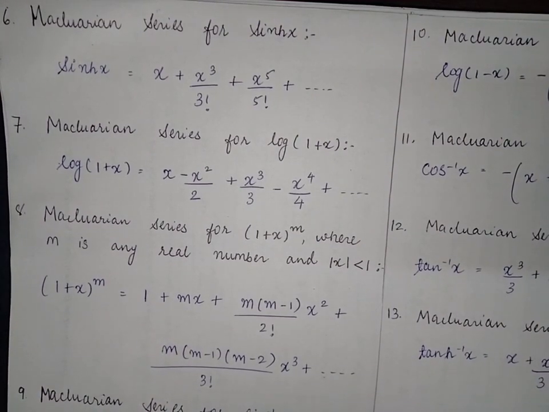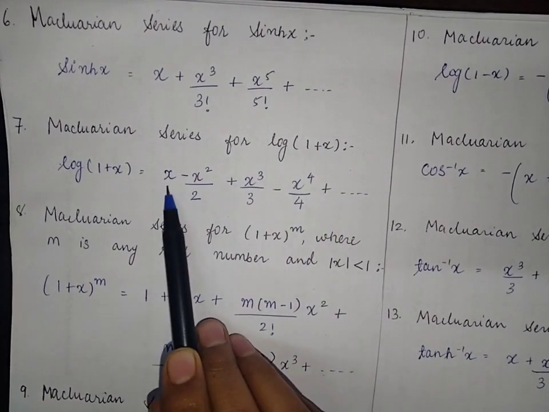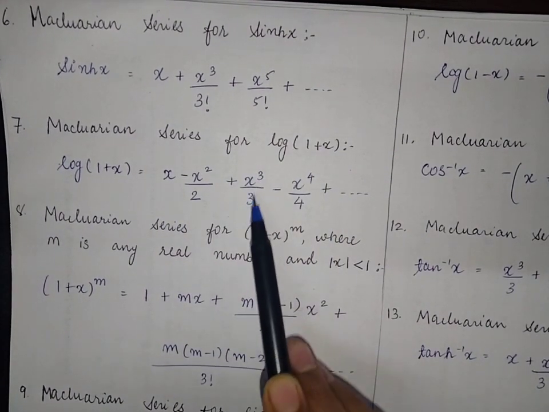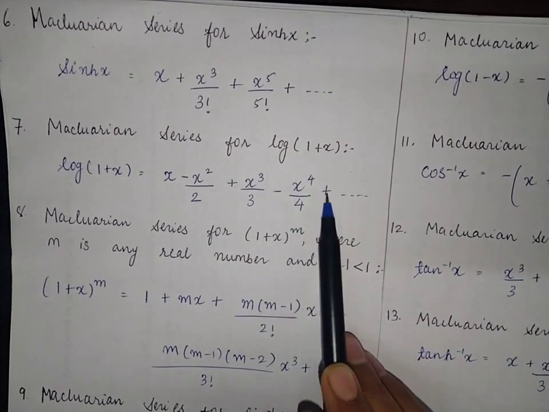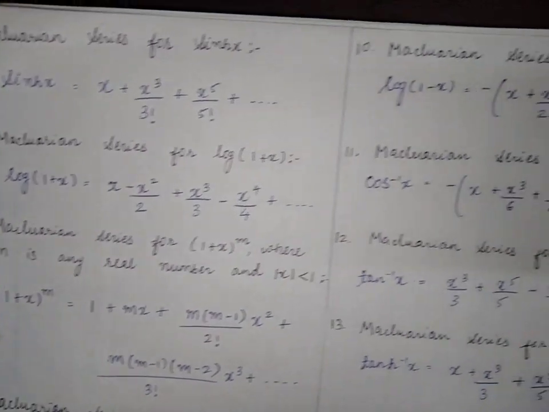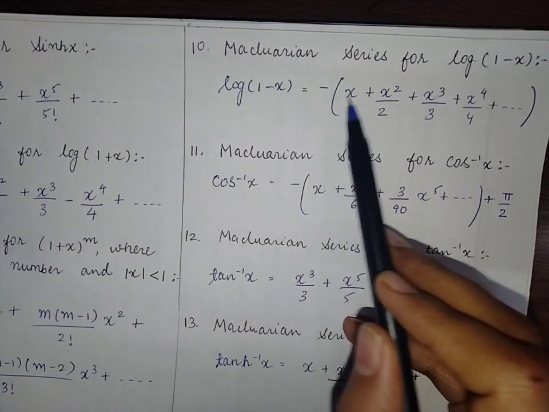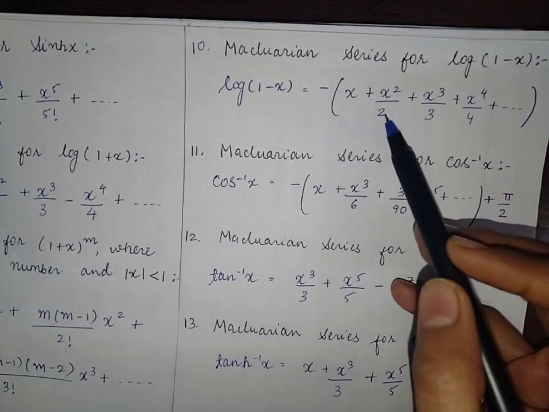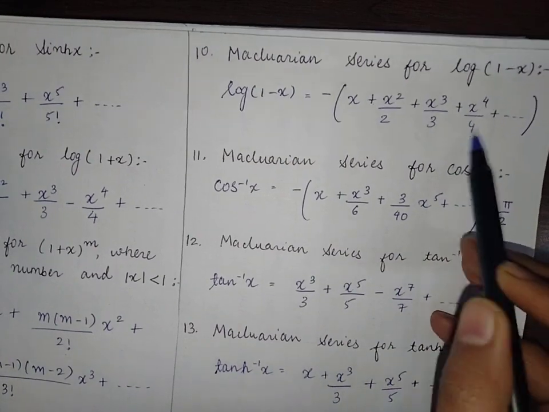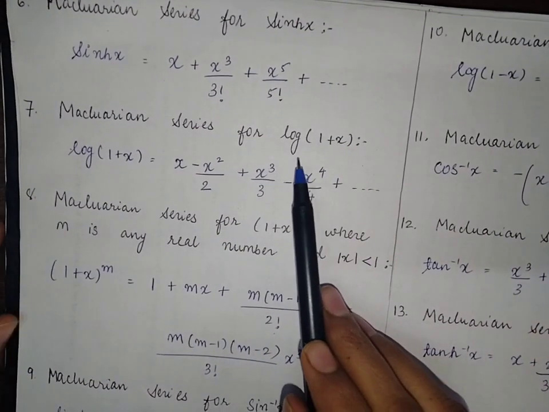Then Maclaurin series for sin hx is x plus x cube by 3 factorial plus x raised to 5 by 5 factorial and so on. Similarly, Maclaurin series for log 1 plus x is x minus x square by 2 plus x cube by 3 minus x raised to 4 by 4 plus and so on. And for Maclaurin series for log 1 minus x, it will be minus of log 1 plus x, that is minus of x plus x square by 2 plus x cube by 3 plus x raised to 4 by 4. This is the standard expansion of log 1 minus x and log 1 plus x.